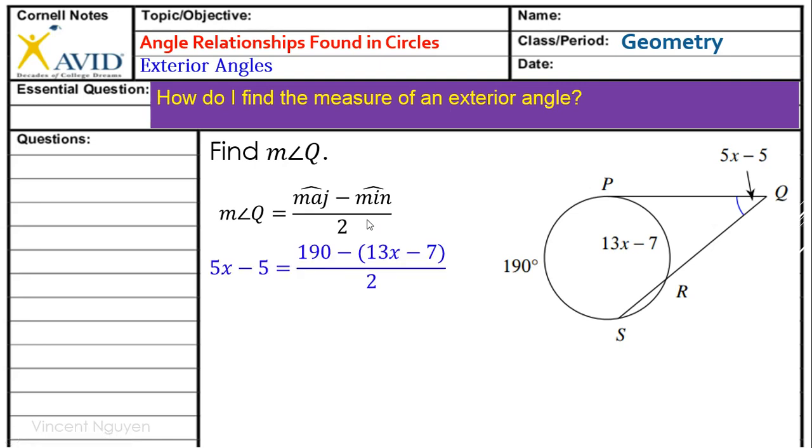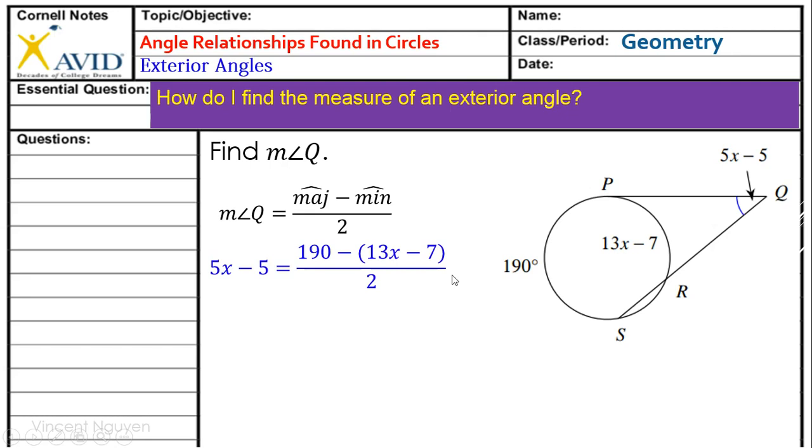Then I'm going to substitute in. Angle Q is 5x minus 5. Major arc is 190. Subtract minor arc. Now, you guys be careful right here. When you're subtracting a quantity, you have to put that quantity in parentheses because this minus is going to affect everything that is inside the parentheses, right? And then divided by 2.